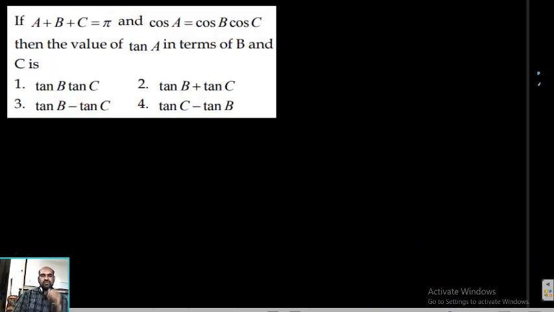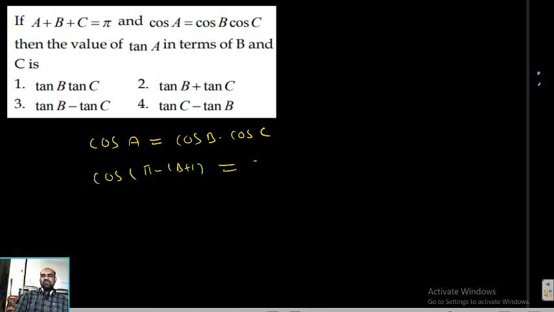Yeah, next question, students. If A plus B plus C equals pi and cos A equals cos B cos C, then find the value of tan A in terms of B and C. Interesting problem. Cos A equals cos B into cos C. Instead of A, I can write pi minus half B plus C... pi minus (B plus C) equals cos B into cos C. So minus cos of B plus C equals cos B into cos C.